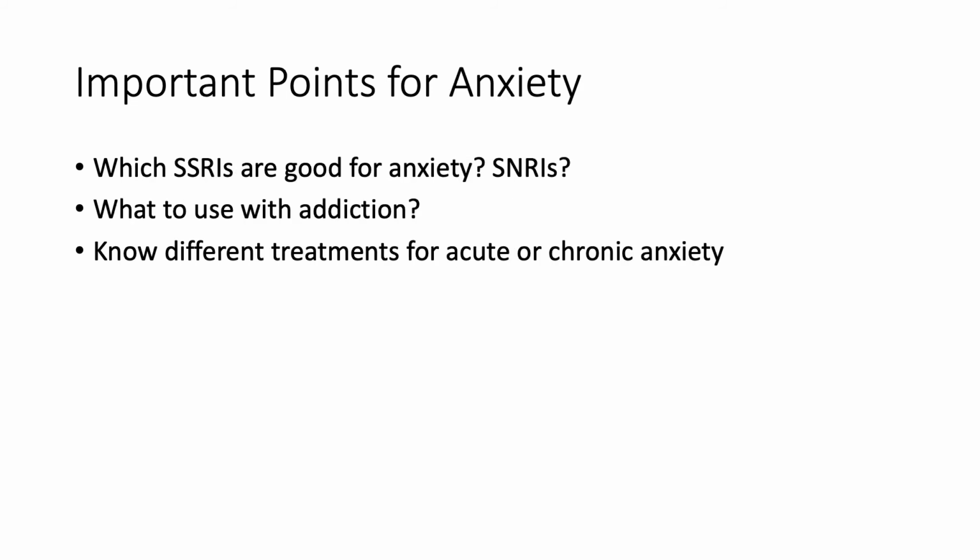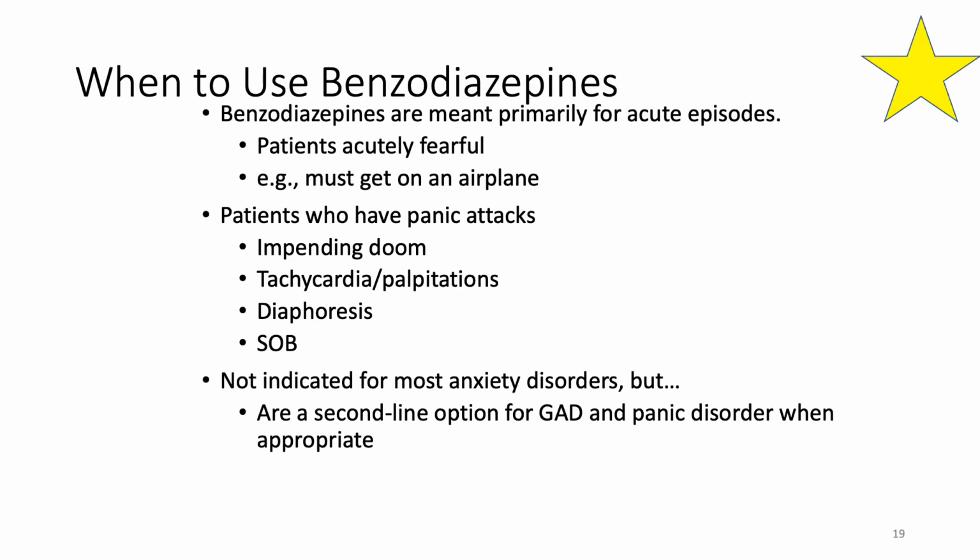And then for anxiety treatment, which SSRIs are good for anxiety, which SNRIs, and what would you use for anxiety if the person has an addiction problem or a dependence problem. And then know the different treatments between acute and chronic anxiety. One more, when to use benzodiazepines. They're mainly used for acute episodes, and they're not indicated for most anxiety disorders.